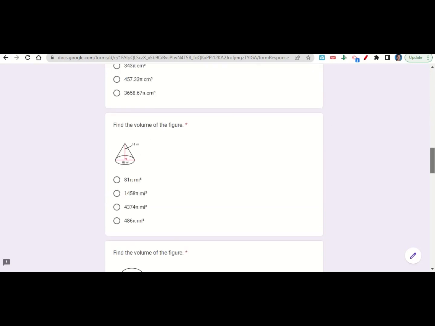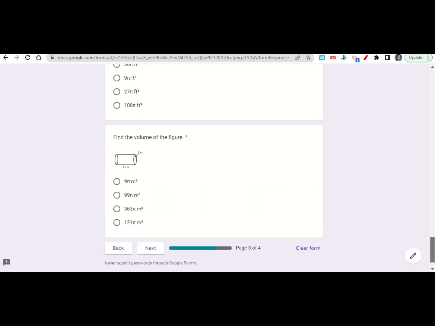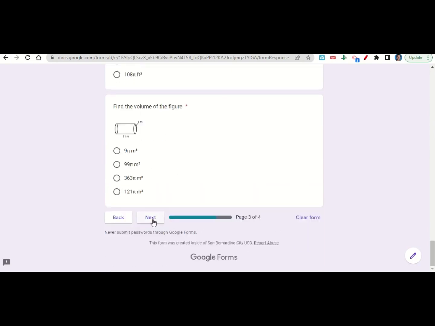And then you'll continue to answer these questions all the way until you get to the end of the assignment. Once you get to the end of the assignment, go ahead and click Next. This will take you to your Before You Go. Go ahead and fill out your Before You Go and then submit your work on Google Classroom.